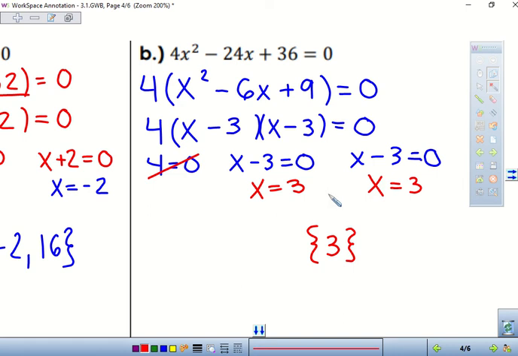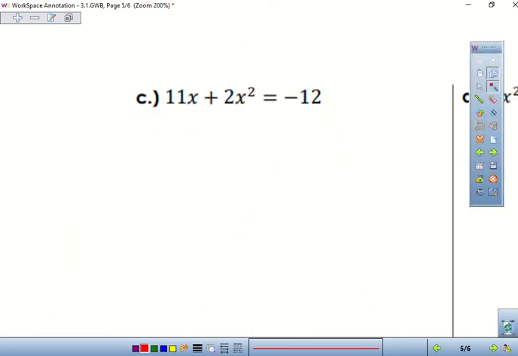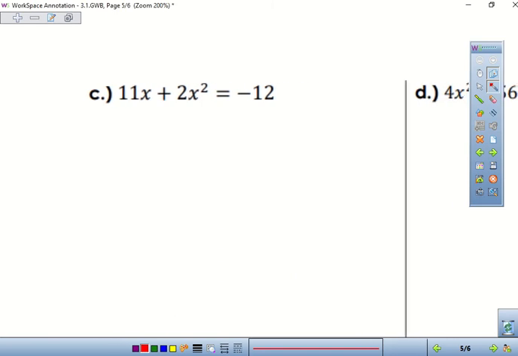Now, you're going to learn in the future of this class what it means to get the same solution twice, how it affects the graph. But for today, when you're writing the solution, you don't need to write that 3 twice. You only have to write it once in the set. Okay? All right.